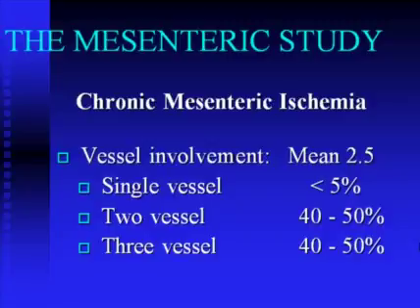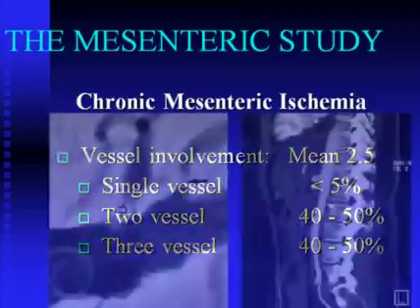Roughly half of the patients will have 2-vessel atherosclerotic disease, typically celiac trunk and superior mesenteric artery. And just under half of the patients with symptomatic chronic mesenteric ischemia will have all 3 of the major arteries involved by atherosclerotic disease to one degree or another.